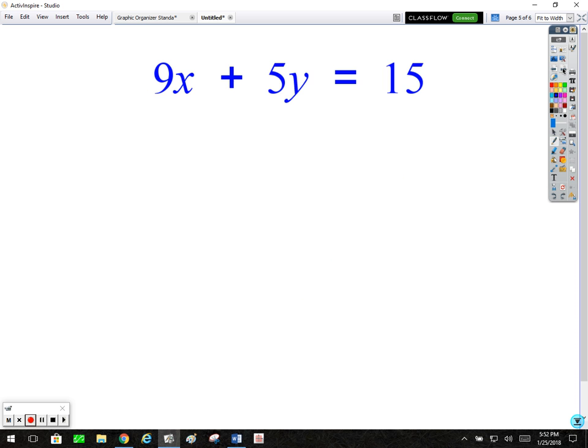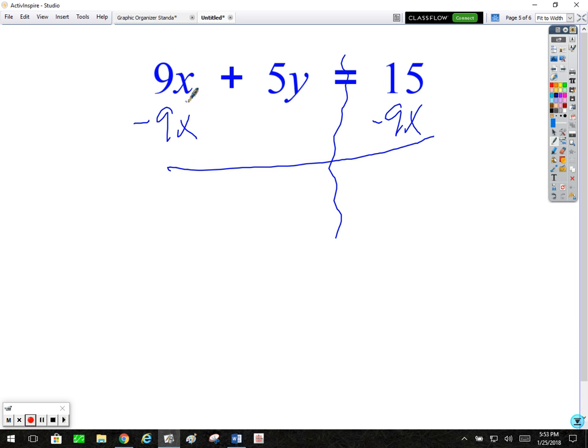All right, let's look at this one. Okay, so we're going to subtract the 9x. Oh, let's do this part. Okay, subtract the 9x. Cross out, because 9x minus 9x is actually 0. So 5y is equal to, and again, I've got to do this first. Let's circle that. Let's box that. All right, so minus 9x plus 15.